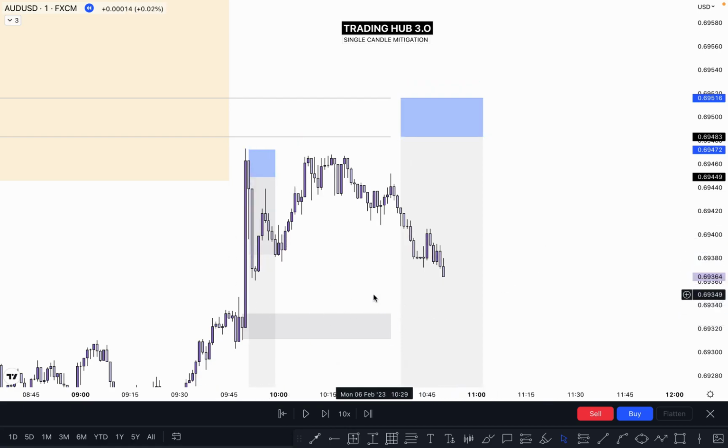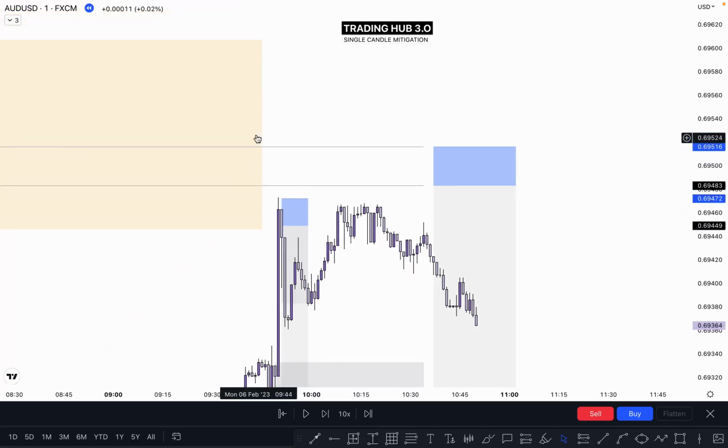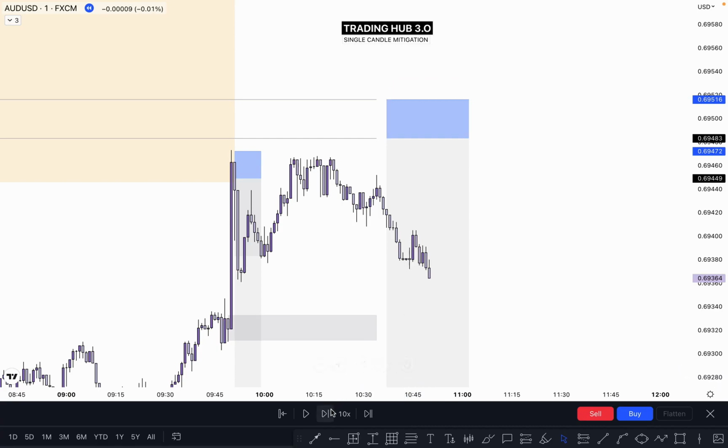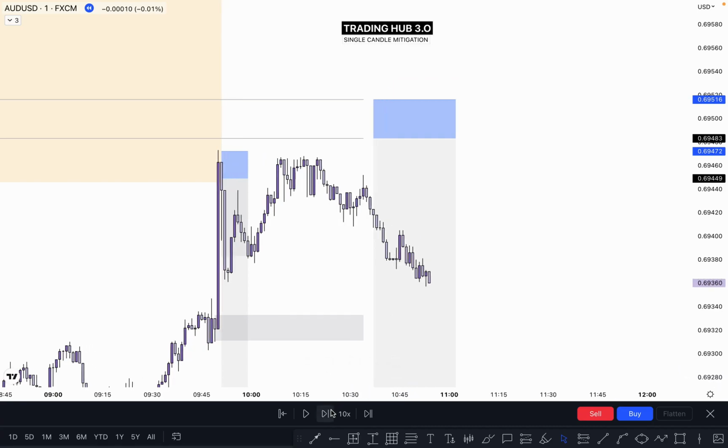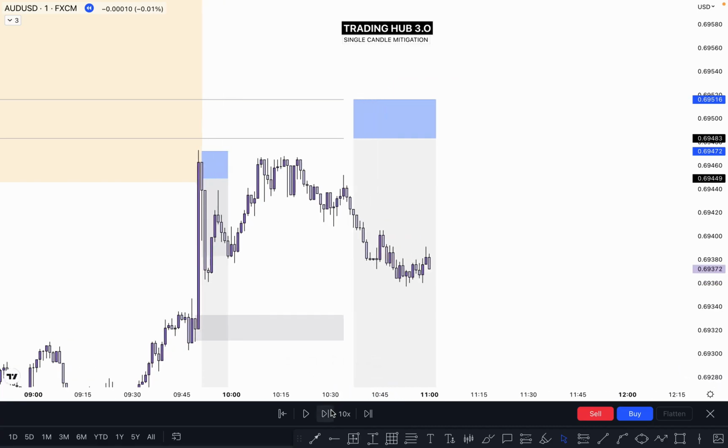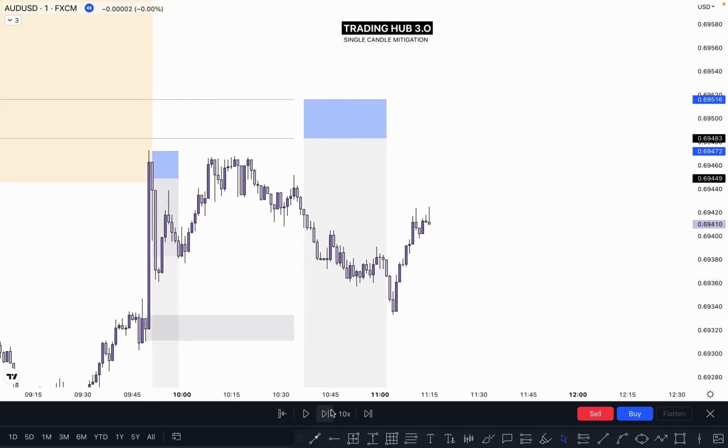There is no inducement in this case and market already hit your supply zone in the 15-minute time frame, correct? So this is not a valid buy here, right? You have to think in a sell side probability, correct? Okay, so let's see what happened next after this one.